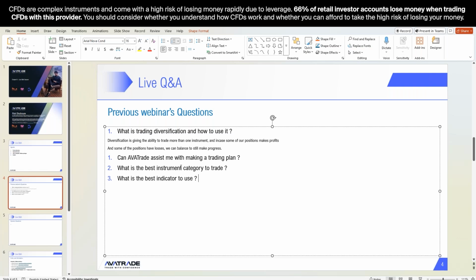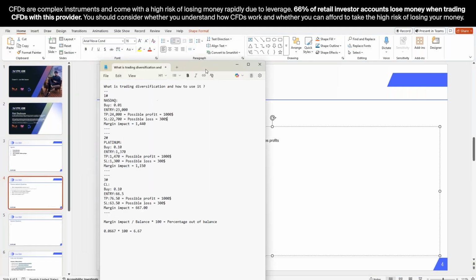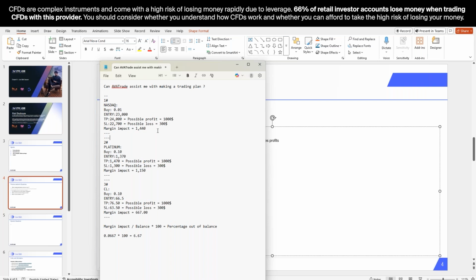Okay, can AvaTrade assist me with making a? There we are. This is exactly what I wrote here, right? So this is not a specific trading plan, but as you can see, those segments in here can easily be implemented into an Excel sheet or whatever else you want.